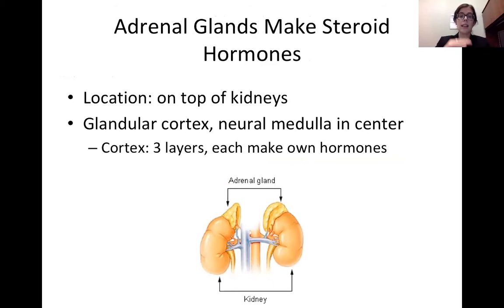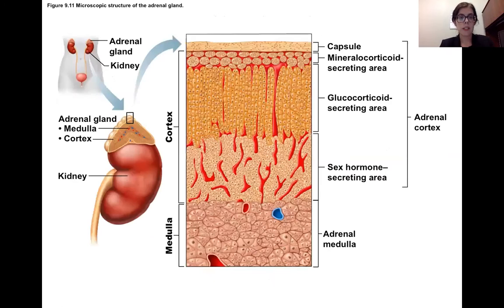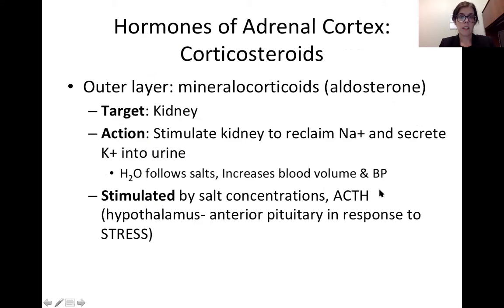The cortex has 3 layers to it, and each one makes its own class of hormones. So we'll be focusing on these top 2 layers, the one that makes mineralocorticoids and then glucocorticoids, and then we'll talk about the medulla, that center that has that nervous function. So the first part we're going to talk about are our mineralocorticoids. So this is made in the outer layer. The main one there is aldosterone, and aldosterone is going to target our kidneys.